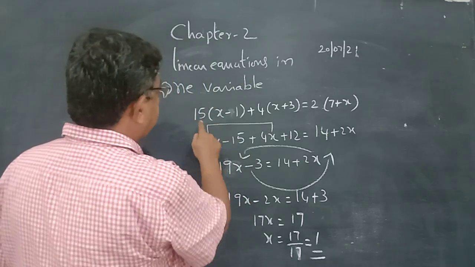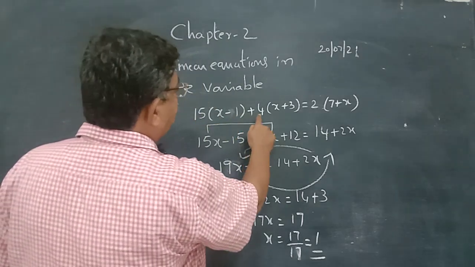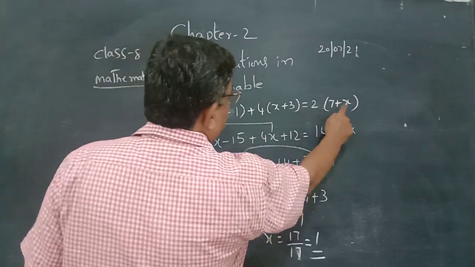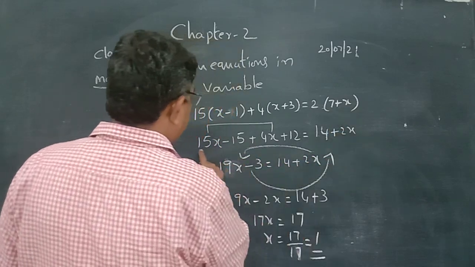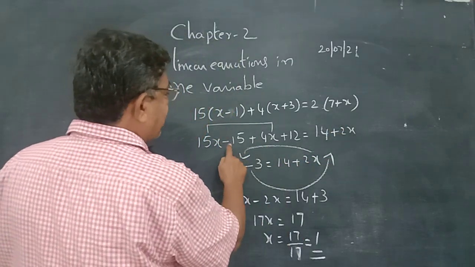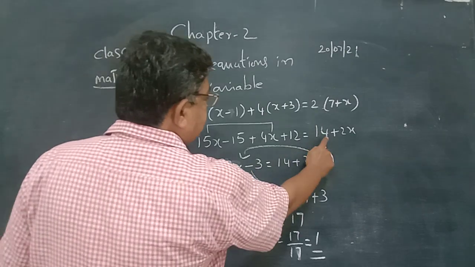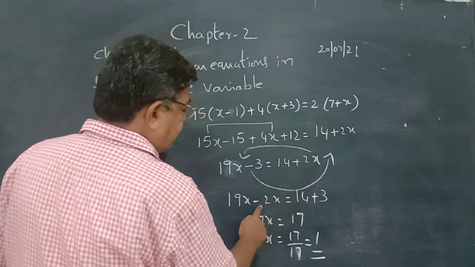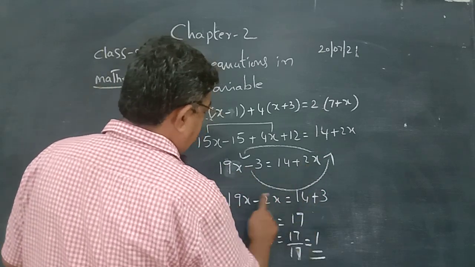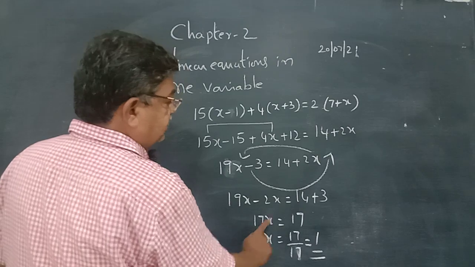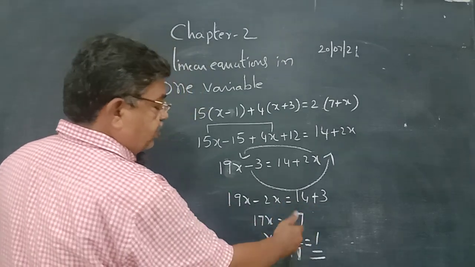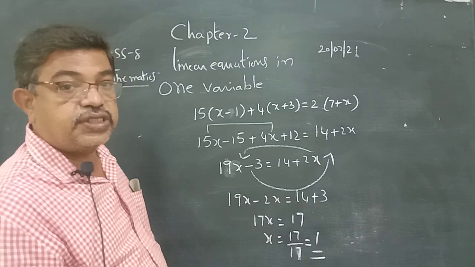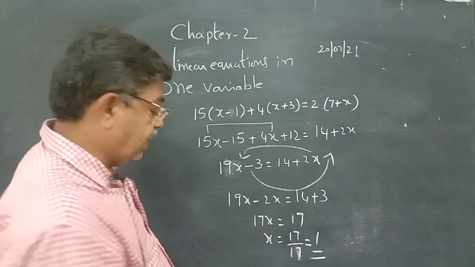15 into x, 15x, 15 into minus 1, minus 15, 4 into x, 4x, 4 into 3, 12, 2 into 7, 14, 2 into x, 2x. 15x plus 4x, 19x, minus 15 plus 12, minus 3 is equal to 14 plus 2x. Bring 2x to the first side and take minus 3 to the other side. Plus 2x becomes minus 2x, minus 3 becomes plus 3. 19x minus 2x equal to 17x, 14 plus 3 equal to 17. Now transpose 17 to the other side to get the value of x. X is equal to 17 by 17, which is equal to 1.